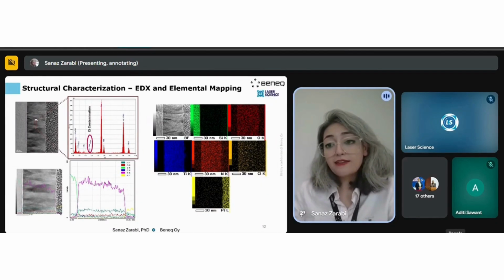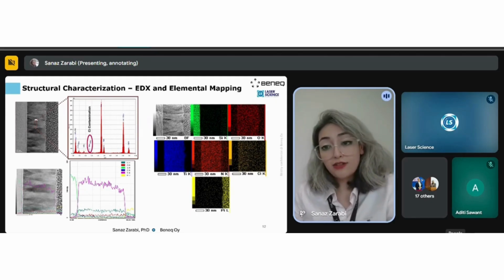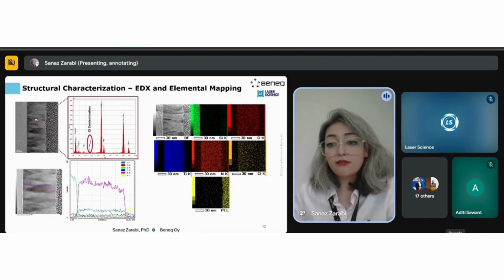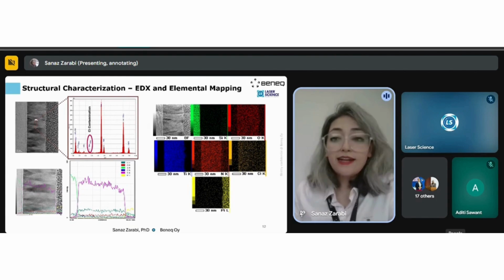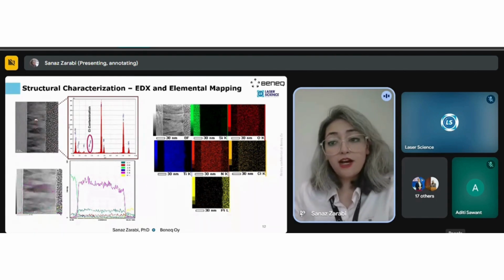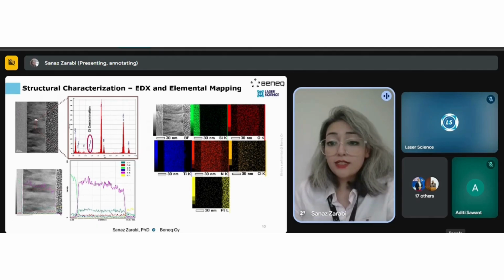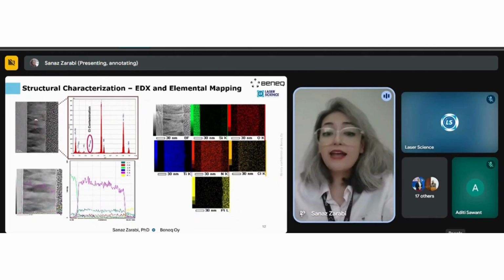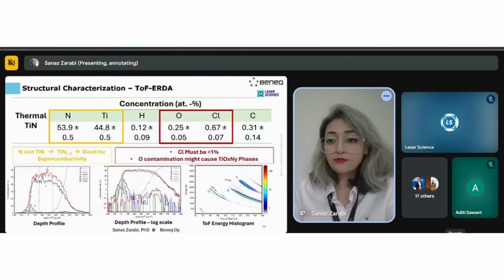However, you may also notice that titanium and nitrogen signals overlap. This is due to the close energy levels in the EDX spectrum, which makes it challenging to fully separate their contributions. In addition, we detected chlorine contamination in the tin nitride film. This is a direct result of using a chlorine-based precursor, and chlorine incorporation can sometimes affect the film's properties, particularly its electrical conductivity and superconducting behavior.